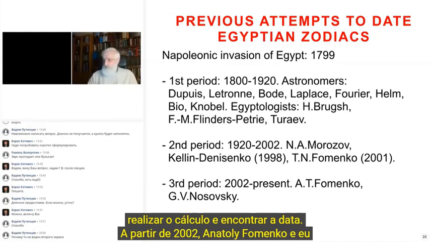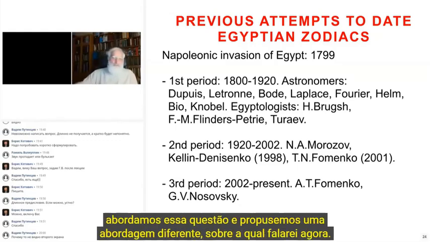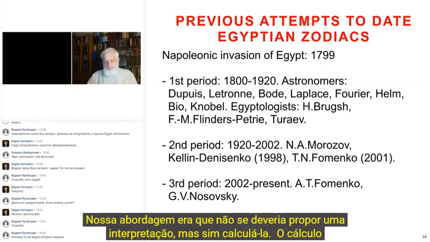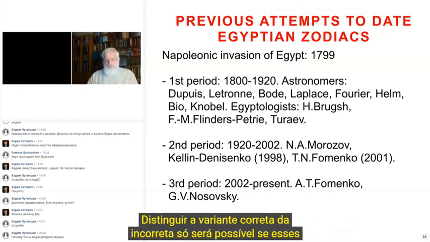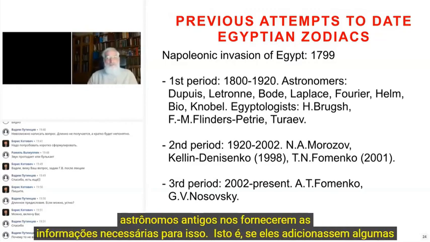Starting from 2002, Anatoly Fomenko and I took up this issue and proposed a different approach, which I will now tell you about. Our approach was that one shouldn't propose an interpretation but calculate it. Calculating the interpretation can be done by trying out all possible variants of this interpretation. Distinguishing the correct variant from the incorrect one is possible only if these ancient astronomers provided us with the necessary information for it.